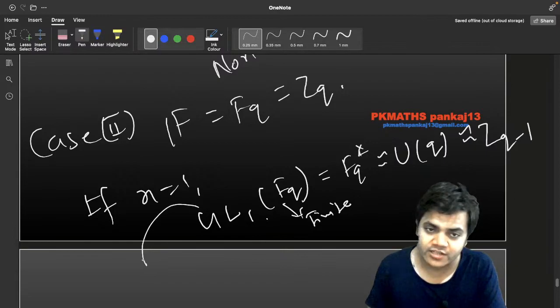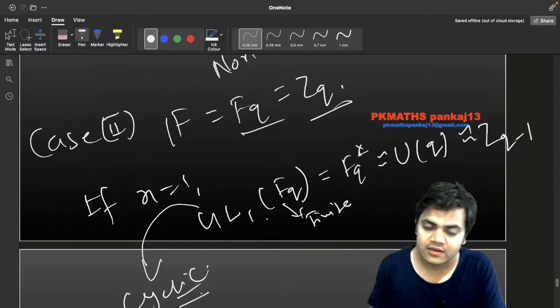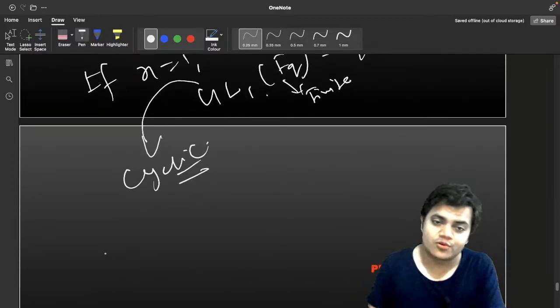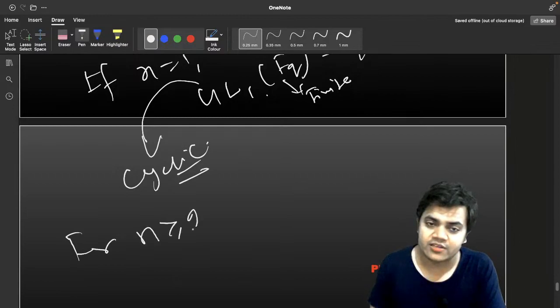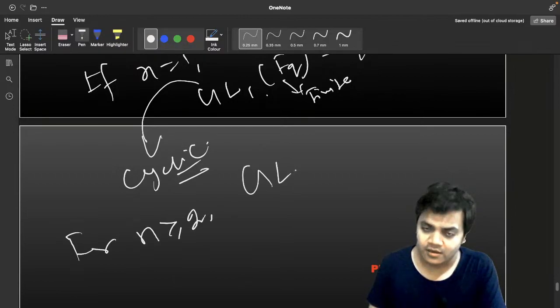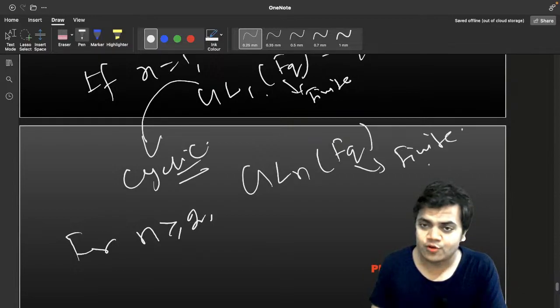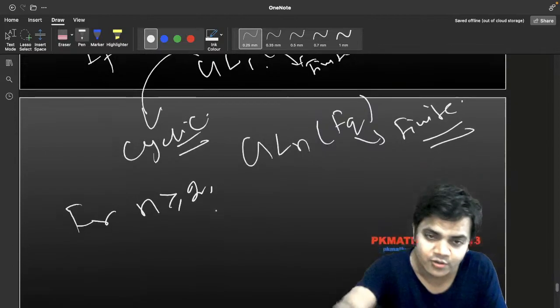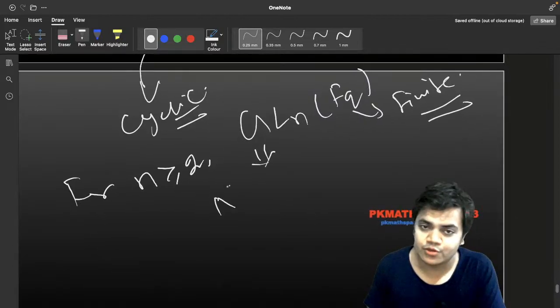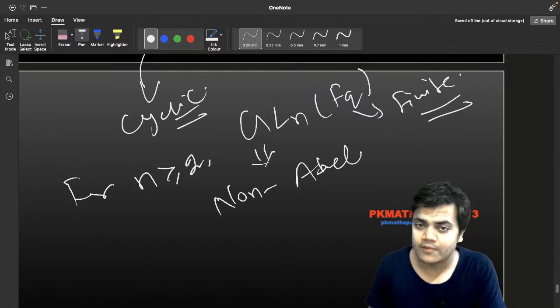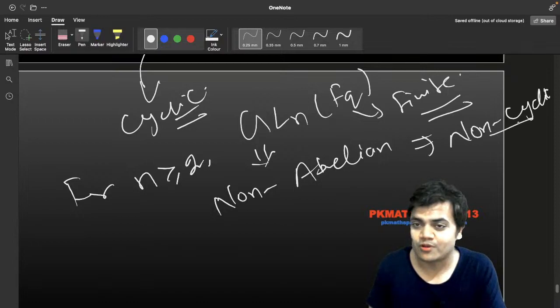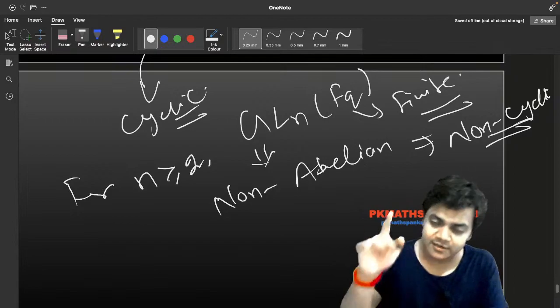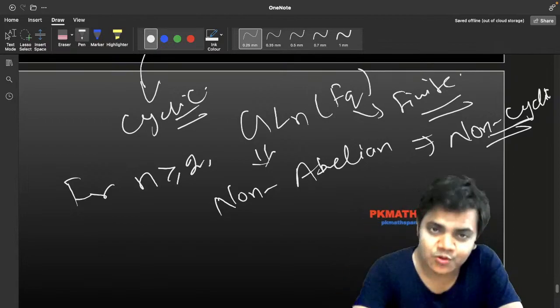So for n equals 1, if your field is finite, then it will be cyclic. But for n greater than or equal to 2, even if your F_q is finite, it will be non-abelian, and non-abelian implies non-cyclic for sure. So you must note all these: when it will be cyclic and when it will not be cyclic, you must note it.